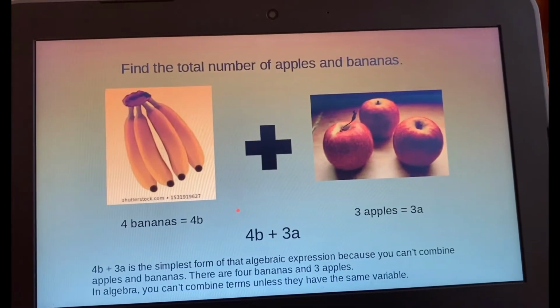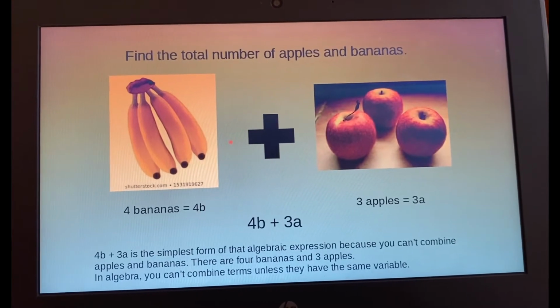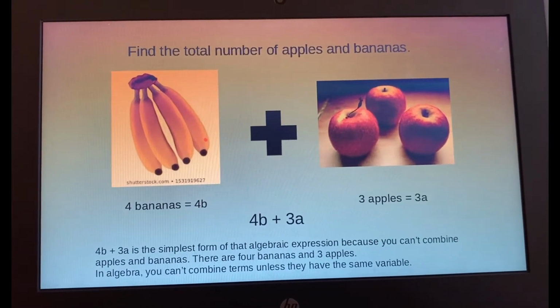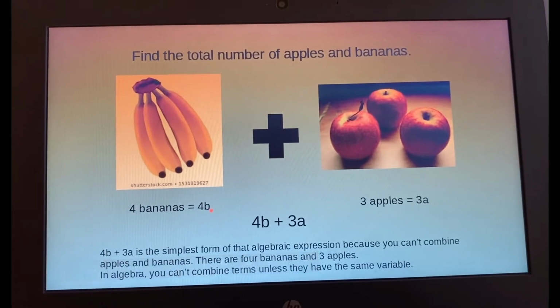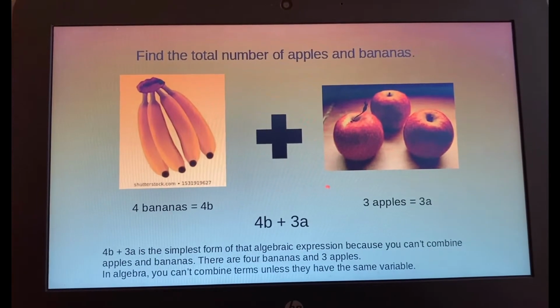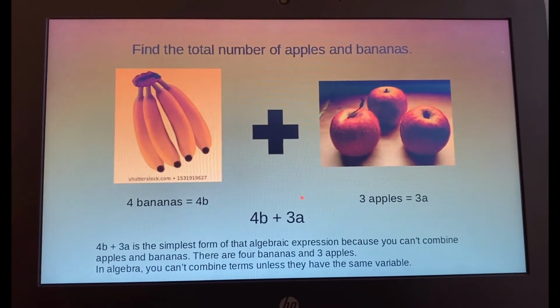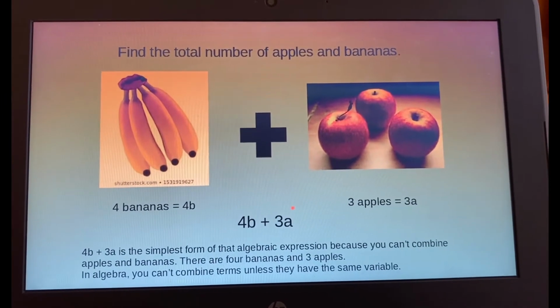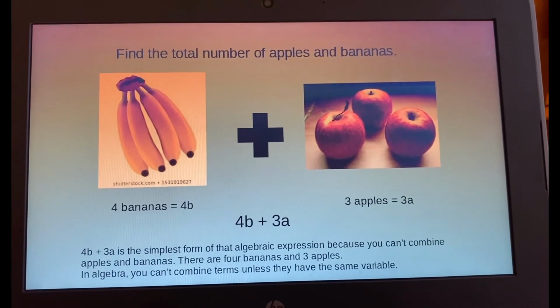Let's start off simple. We are told to find the total number of apples and bananas. Well, we see there are 4 bananas and 3 apples. We can say 4 bananas is equivalent to 4b, and 3 apples are equivalent to 3a. We can then make the expression 4b plus 3a. It is an expression because there is no equal sign. An equal sign would make it an equation.